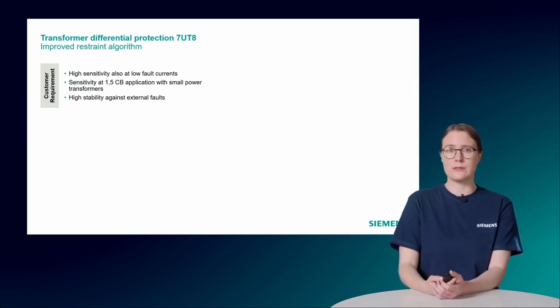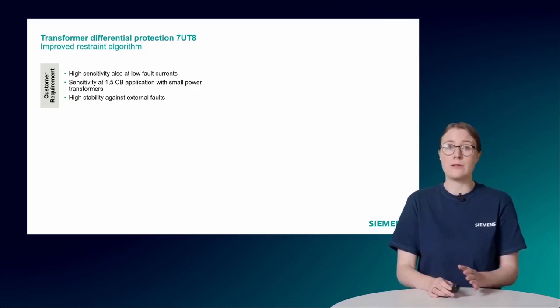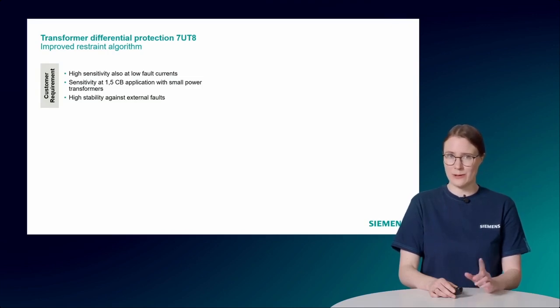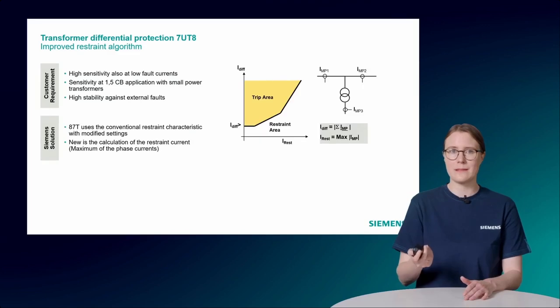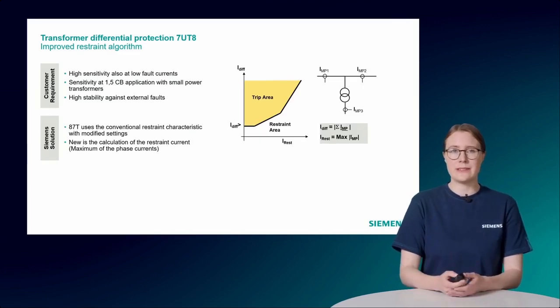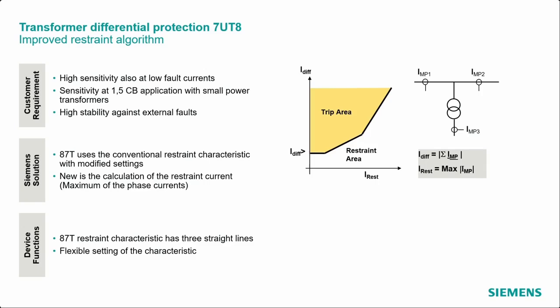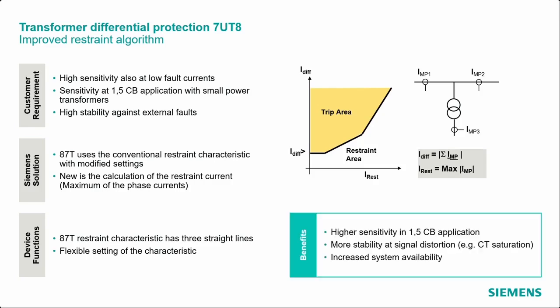Our solution is to work with the conventional, well-proven restraint characteristic, but new is the calculation of the restraint current. In CPROTEC 4, the restraint current was the sum of all side currents. Now we use always the biggest of all side currents, but only one current, not all of them. Therefore, the settings of the characteristic needs to be adapted, and this must be considered when testing the function. The benefits are an increased system availability, a higher sensitivity especially for circuit breaker and a half applications, and more stability at signal distortion.